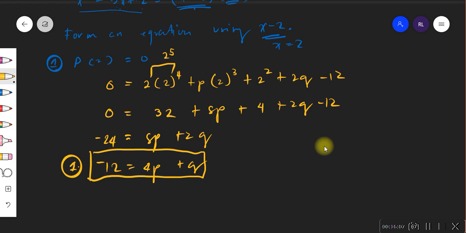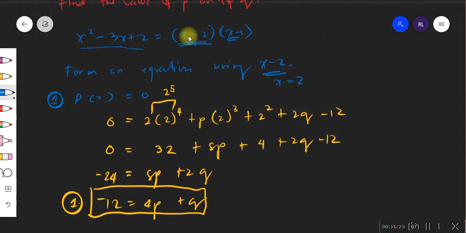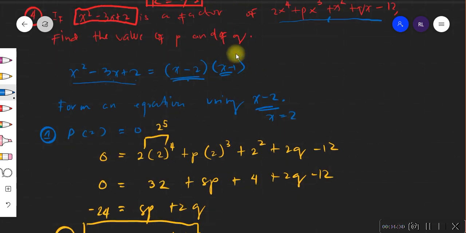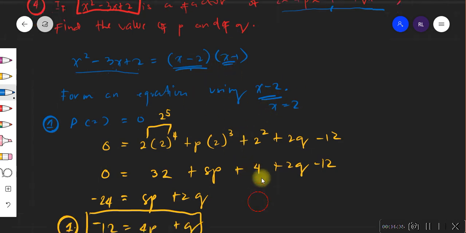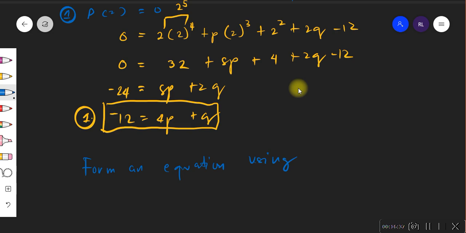Okay. So our second equation is that we're going to form an equation using the second factor of our divisor. The first factor of our divisor is x minus 2, we just formed that one here. And the second factor is x minus 1, because this one is also a factor of that. So we will form an equation using x minus 1.